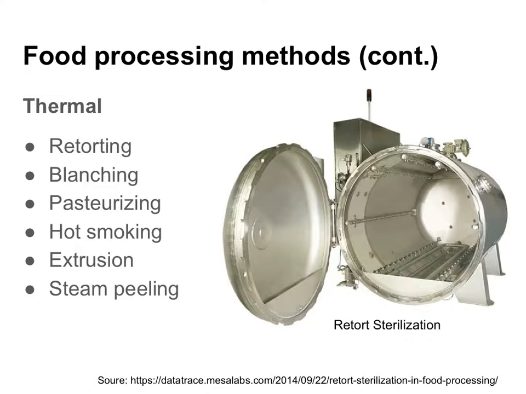A second kind of food processing is thermal, and of course, humans have been applying heat to food since prehistory. The various methods include retorting, blanching, pasteurizing, hot smoking, extrusion, and steam peeling. In addition to making food more palatable and easier to digest, heat can improve the safety of food by getting rid of microorganisms. In fact, the device shown on this page is a retort sterilizer, which steams food after it's been sealed, heating containers to temperatures of 230 degrees Fahrenheit to 275 degrees Fahrenheit.